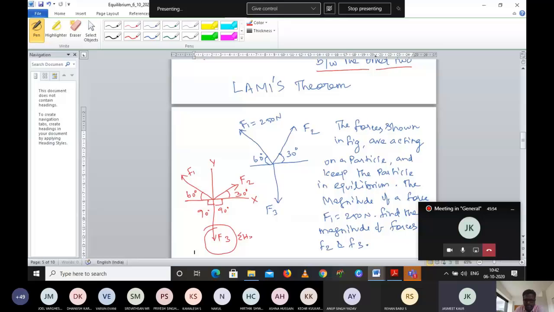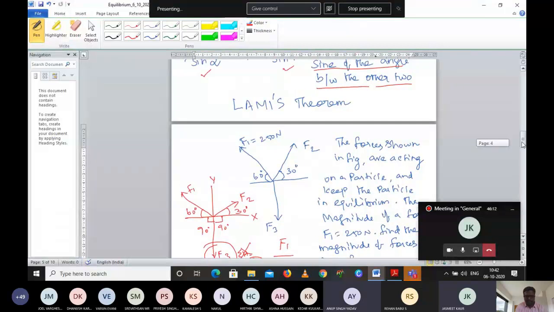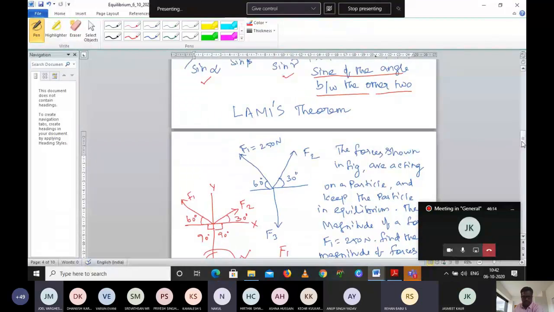This is for Kulkarni. All others, please substitute. What is the formula? Can you tell me? Lami's theorem: F1 by sine 120. Okay, I will write F1 by... F1 is this, so this entire angle I need, right? 30 plus 90. So F1 by sine 120.